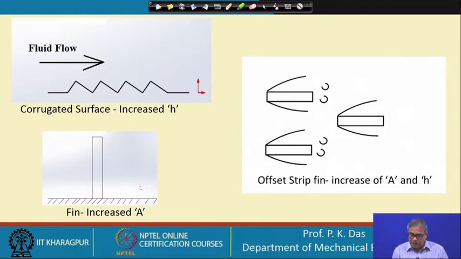Backside of the fin there will be vortex formation. So, boundary layer will get some sort of an obstacle for further growth. Heat transfer coefficient will start increasing, and at the same time the small fins are giving an increase in area. I would like to show you some other example as we proceed.